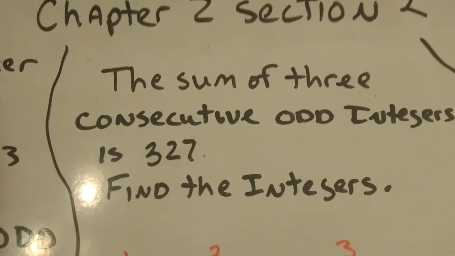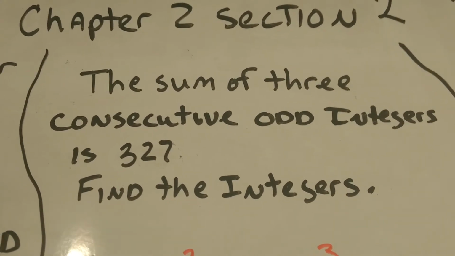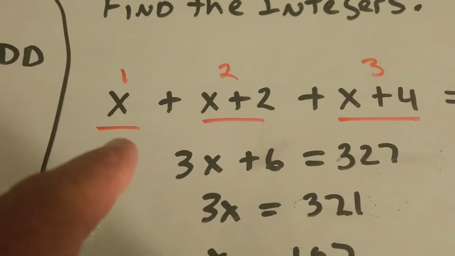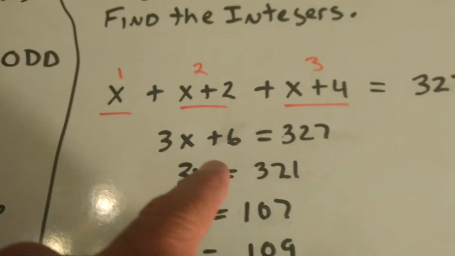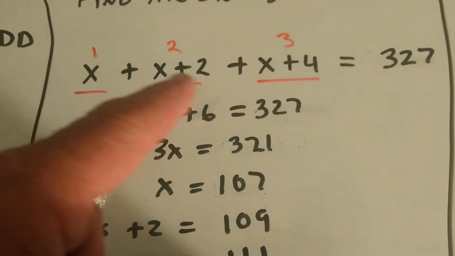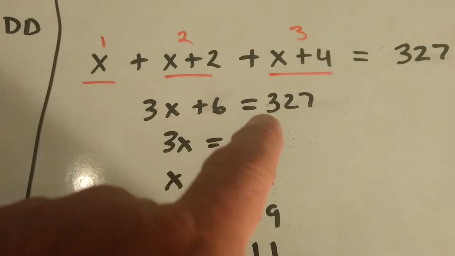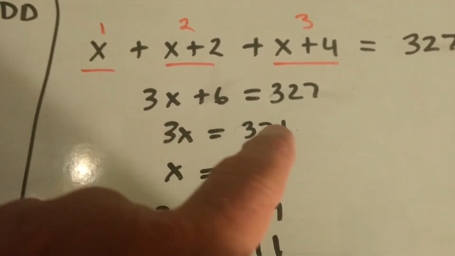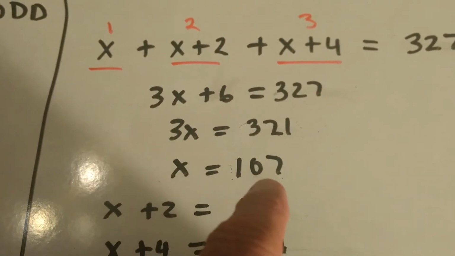There's a couple of problems. It says the sum of three consecutive odd integers is 327. Find the integers. So if we look at consecutive odd, the first one is x, the second one is x plus 2, the third one's x plus 4, equal to 327. If we follow our plan to solve algebraic equations, collect like terms, we get 3x plus 6 equals 327. This is in two-step algebraic form. Subtract 6, divide by 3, we get the first integer as 107.